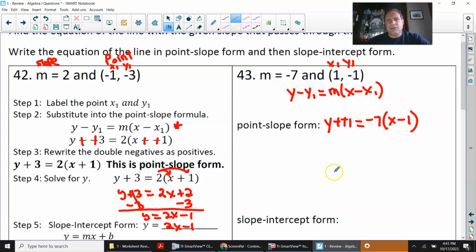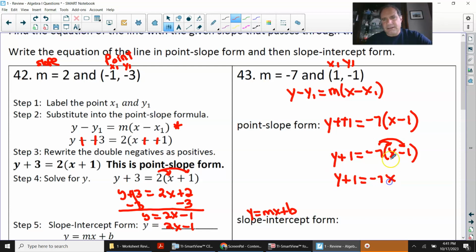So now I'm going to go ahead and try to solve this for y equals mx plus b, which is slope-intercept form. So the first thing that I do is go ahead and distribute. So this is y plus 1 equals -7x. And negative times a negative is positive. Be careful. -1 on both sides. And you get y equals -7x plus 6.